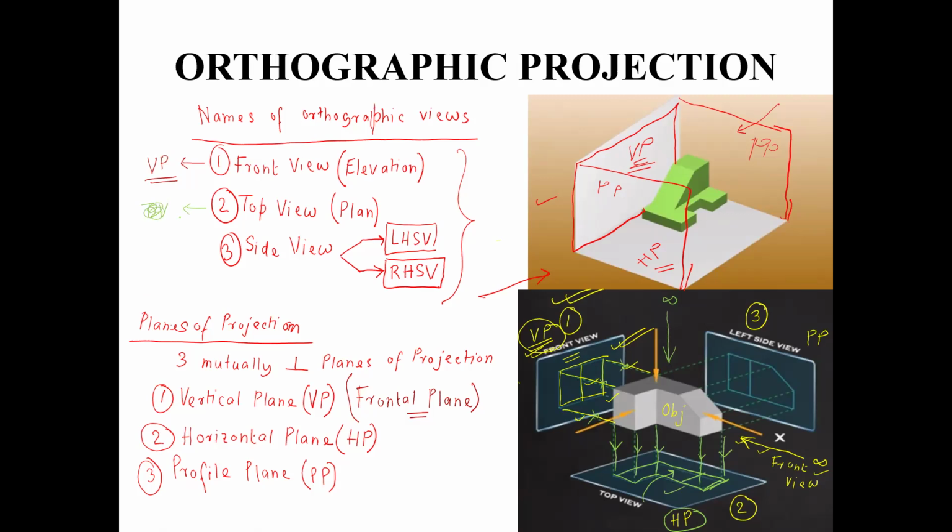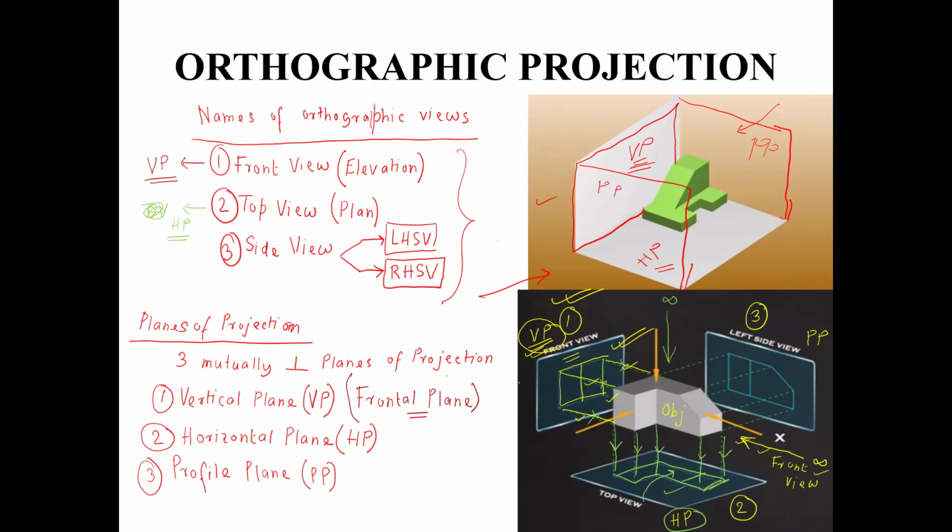Sorry, the top view of the object is projected on the horizontal plane. Let me write it the other way around. That will make sense. So the horizontal plane will contain the top view of the object, and the vertical plane will contain the front view of the object. The reason is very simple. When you look at the object from the top, the projectors are the green colored lines. And these green colored projectors have such a direction that they will hit the horizontal plane of projection perpendicularly. So the top view of the object will be captured on the horizontal plane of projection.